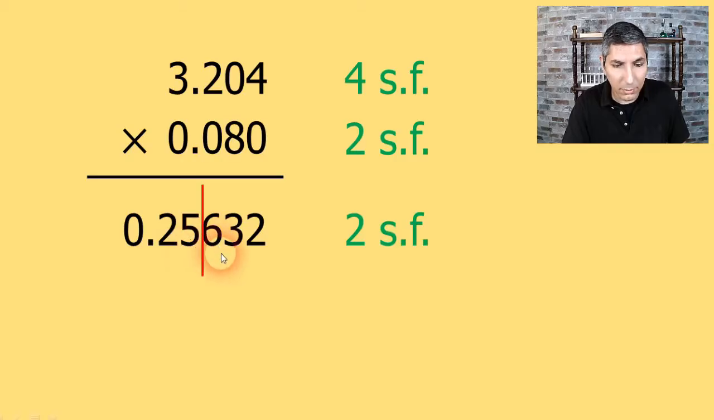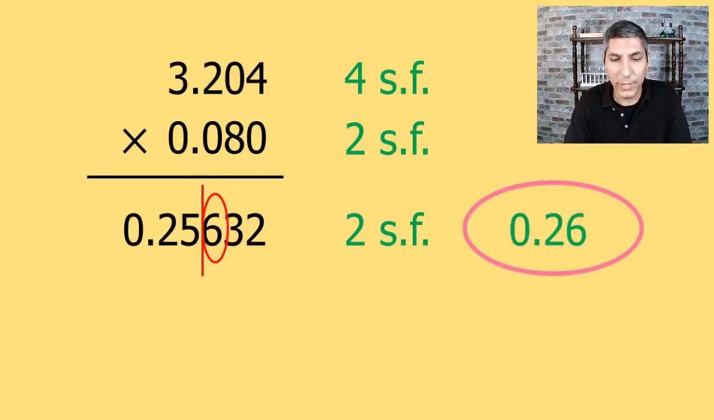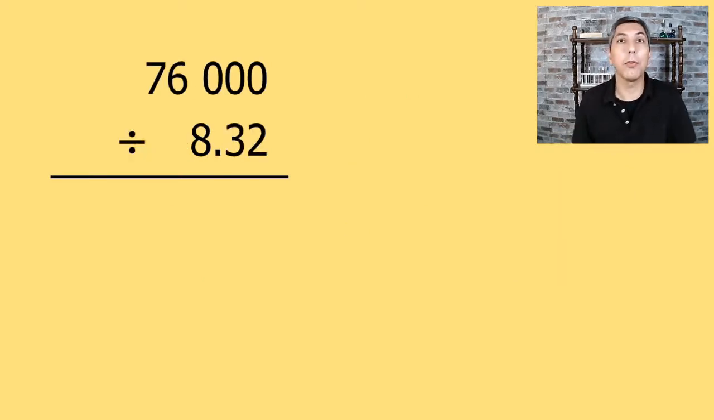And since the next number is a 6, we're going to have to round up. So that means that our answer is going to be 0.26 whenever we round that up. So that's our answer whenever we're multiplying. Let's try another question. This time we'll do a division question.